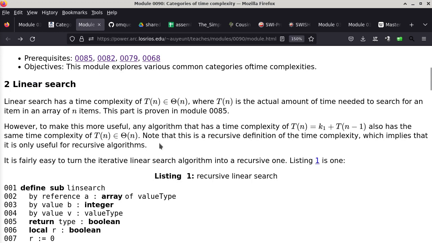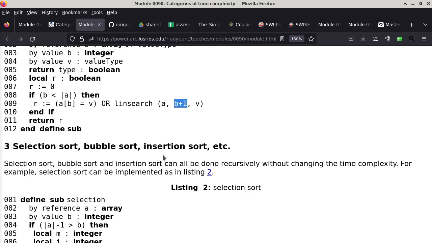Now, how do we prove that? In other words, I gave you a recursive definition, right? So with any type of recursive definition, it has to stop at some point. And in this case, when do we stop? What is the case where we can end the recursion? The recursion ends when b equals |a|.